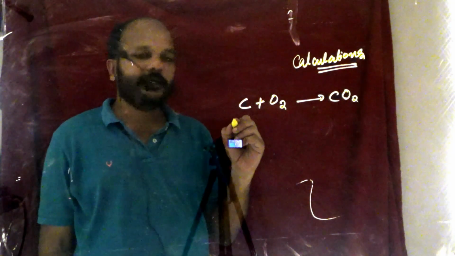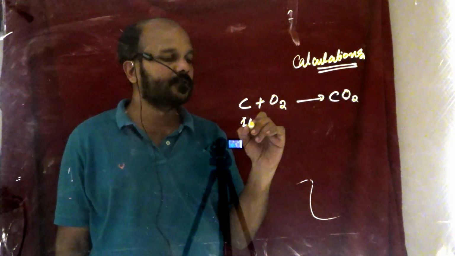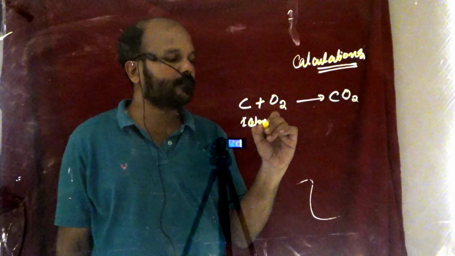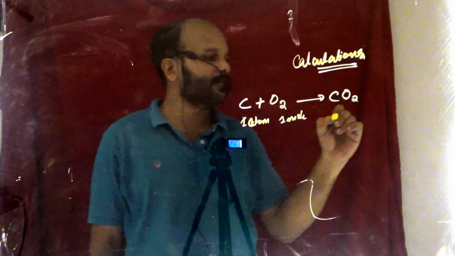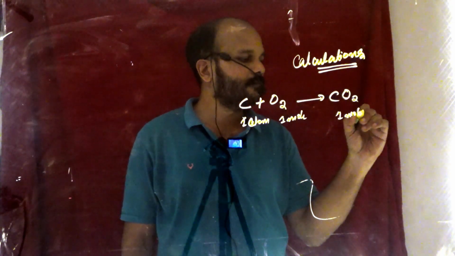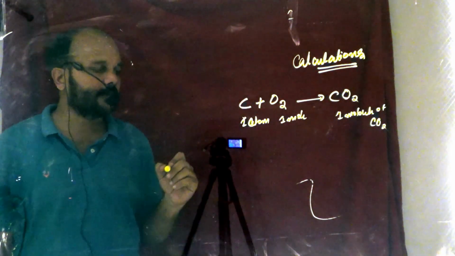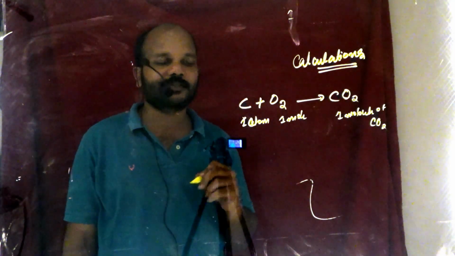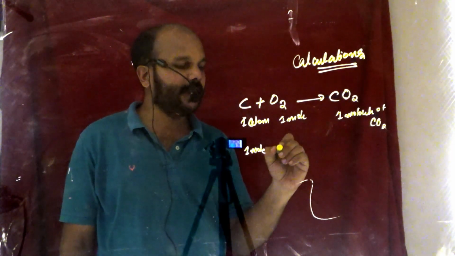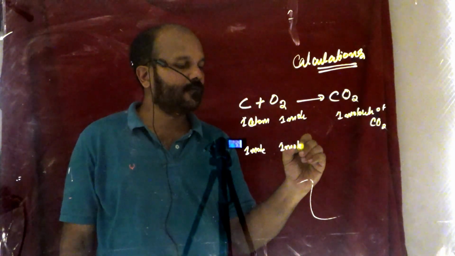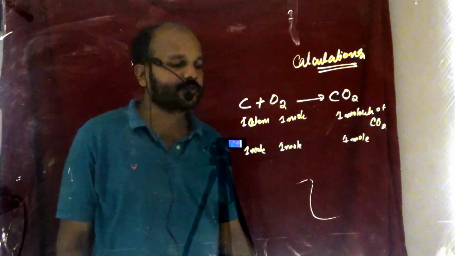Suppose one carbon atom reacts with one molecule of oxygen, it gives one molecule of carbon dioxide. If you are taking it in terms of moles, one mole of carbon reacts with one mole of oxygen, and it forms one mole of carbon dioxide.